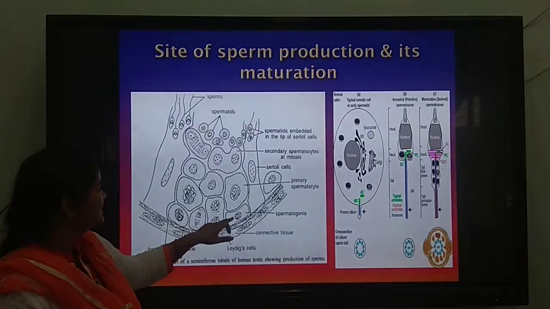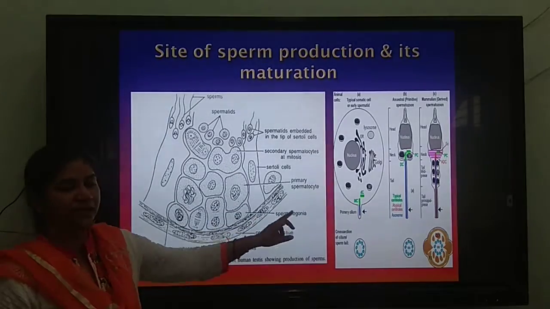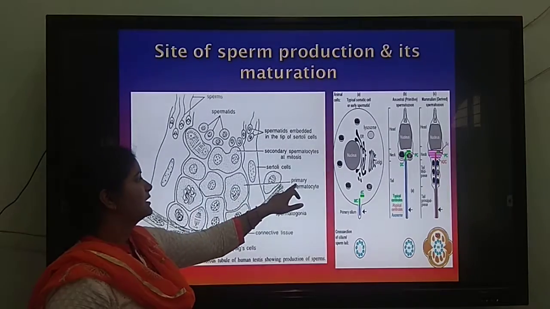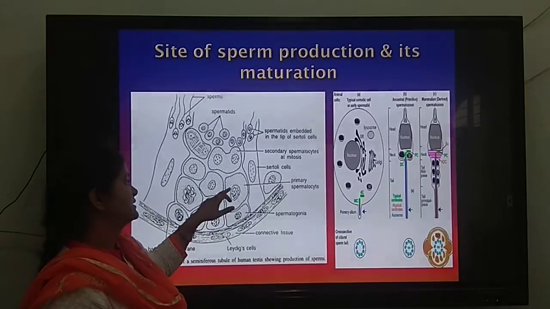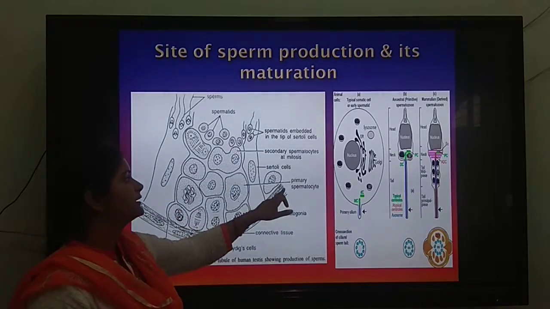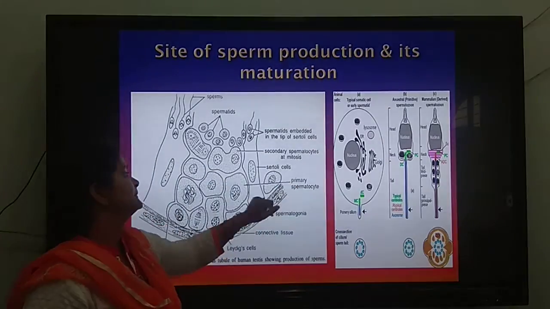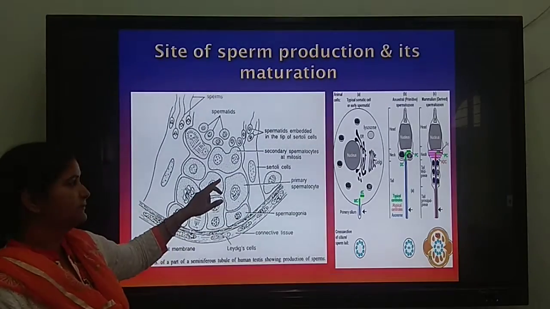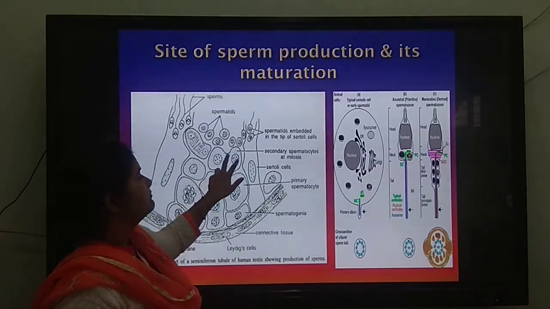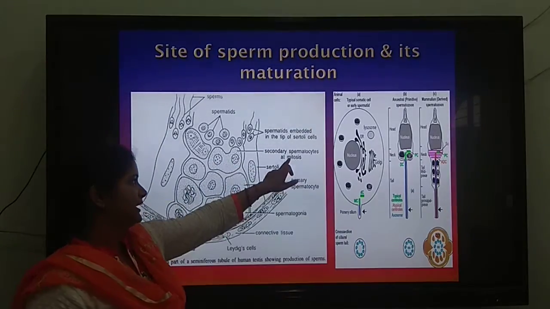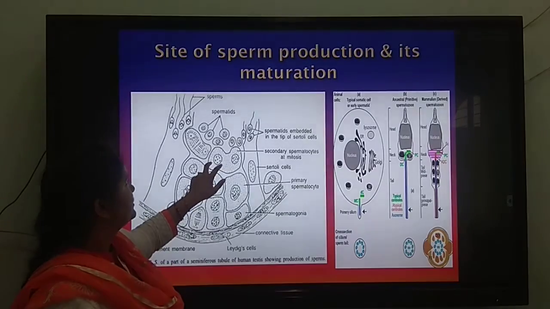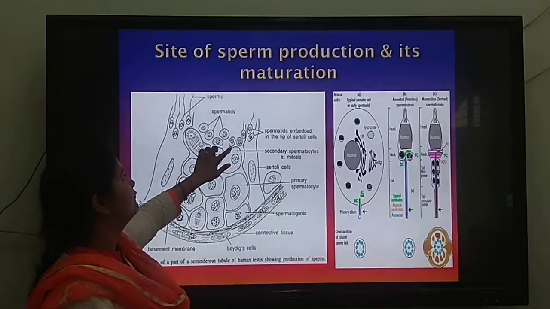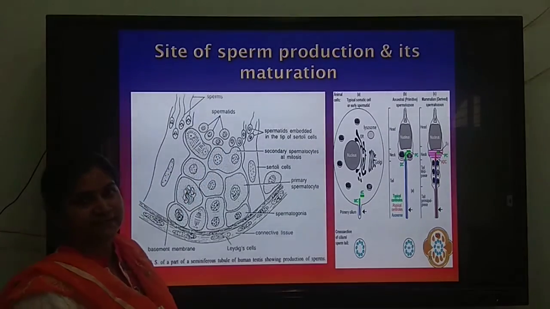This is the first layer of cell, which is spermatogonia or sperm mother cell. After that, the second layer is made of sperm mother cell that has grown in size, growth has occurred and it becomes primary spermatocyte. Then primary spermatocyte undergoes meiosis 1 to form two cells known as secondary spermatocytes. Now secondary spermatocytes again undergo one more meiosis division to form four cells called spermatids.